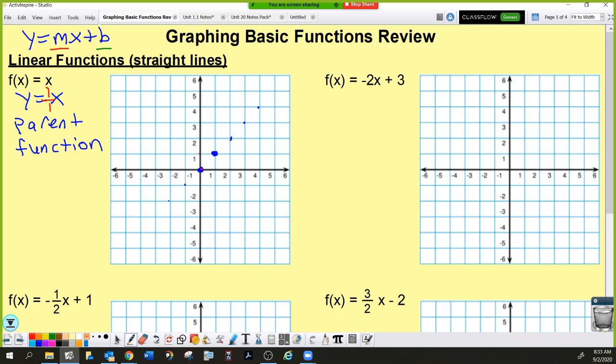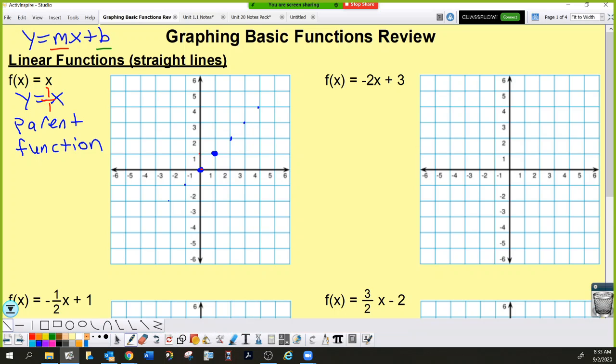And I'm going to do my best, or I might just cheat and use a straight line tool. I think I'll just cheat and use a straight line tool. There we go.